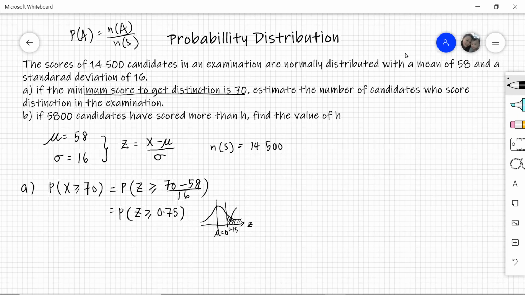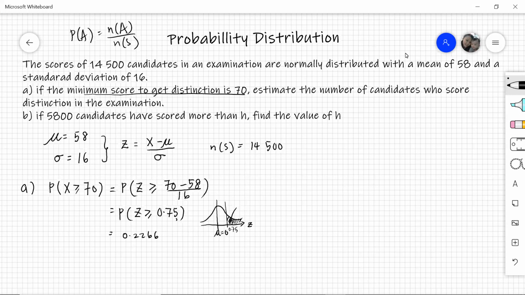Now, according to the standard normal distribution table given, the value given is always the upper right tail. So when we refer to the normal distribution table, we look for 0.7 followed by 5. Then we will get 0.2266. That is the area on the right tail.